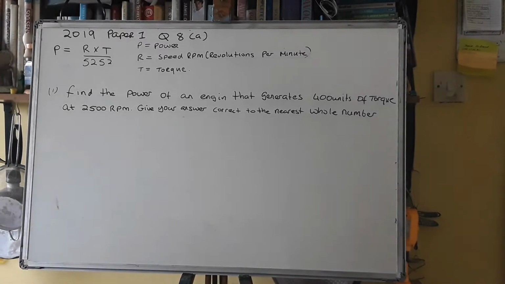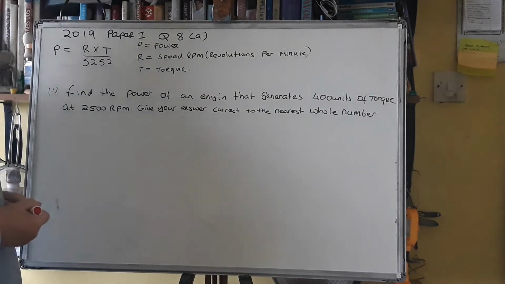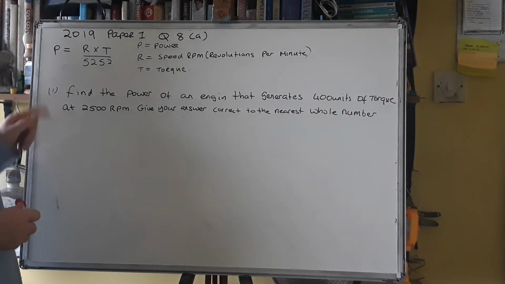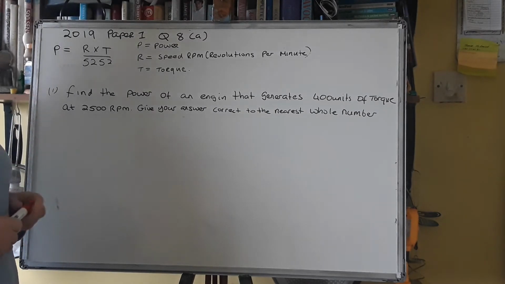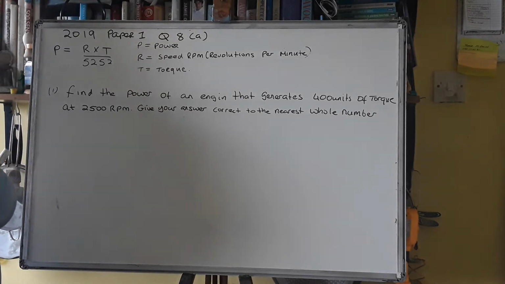Okay, so this is the 2019 paper 1 question 8, part A. If you haven't done it already, pause the video, have a go at part 1 and then press play to see what the solution is. So the question is, find the power of an engine that generates 400 units of torque at 2,500 revs per minute, and give your answer correct to the nearest whole number.